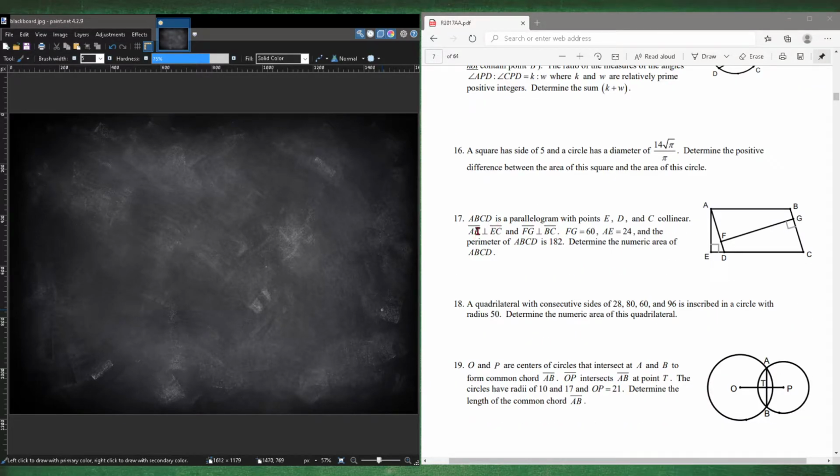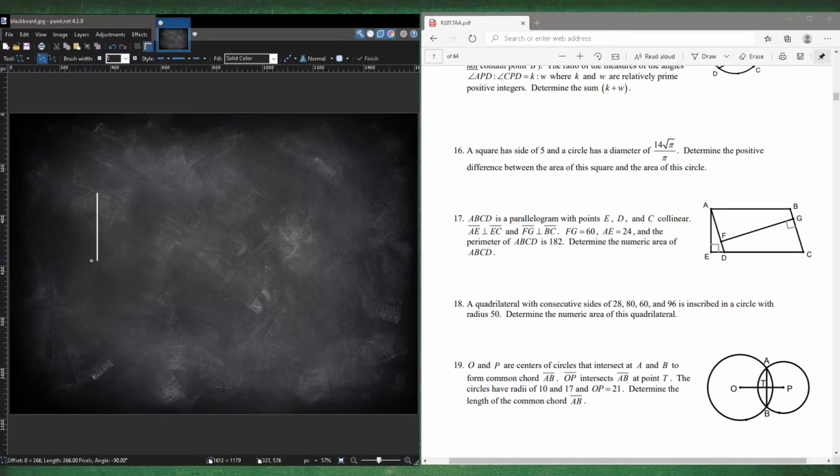So ABCD is a parallelogram with points E, D, C collinear. AE is perpendicular to EC, and FG is perpendicular to BC. FG is 60, AE is 24, and the perimeter of ABCD is 182. Determine the numerical area of ABCD. Okay, so let's draw a general picture of how this looks.